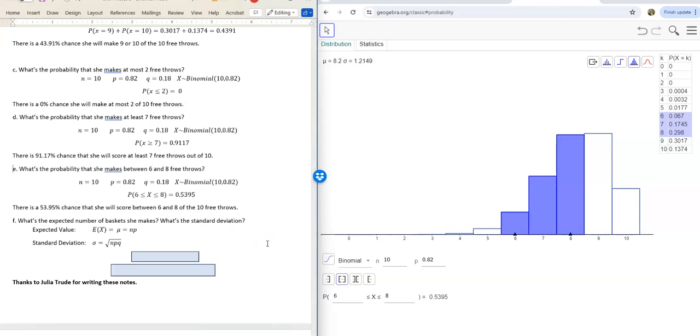And finally, what's the expected number of baskets that she makes, and what's the standard deviation? We can go back to these values, and we're taking n times p. There's 10 times that 0.82, so that's going to be 8.2. You can see it's given right up here, and then the standard deviation is given by the square root of npq, and if you do that, n is 10, p is 0.82, and q is 0.18. Multiply that out, square root it, and you get 1.2149, which is given right here. So again, you can do that on your calculator using those 2 very simple formulas, or you can just use that on GeoGebra.